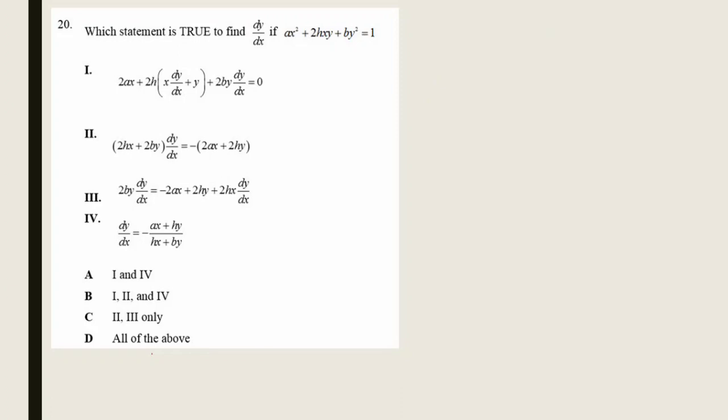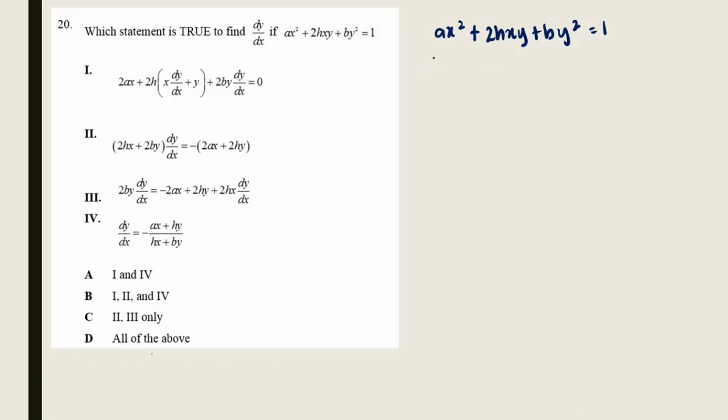So let us check if all of these statements are correct. So let us try to perform this calculation. To get dy/dx, remember that we have to do implicit differentiation here. So kita buat differentiate each term with respect to x. Starting from ax² + 2hxy + by² = 1, taking d/dx for the whole equation.